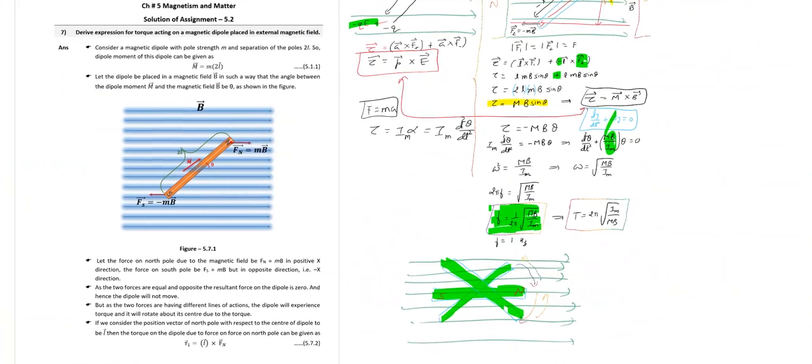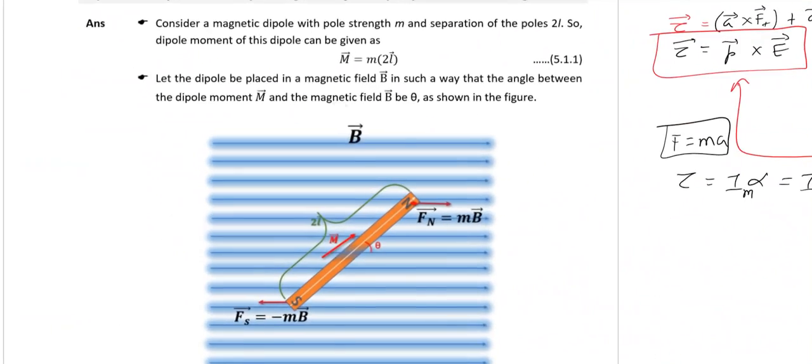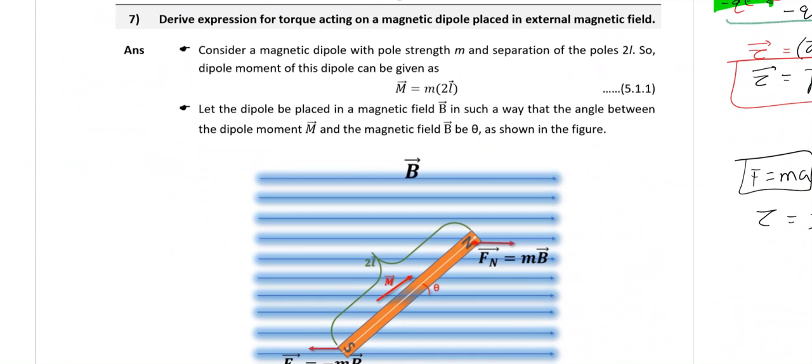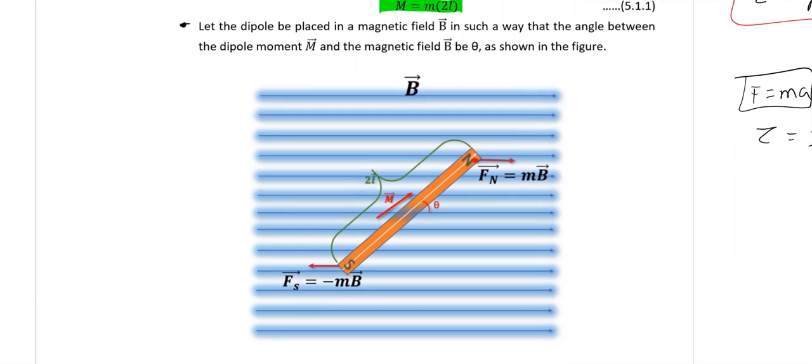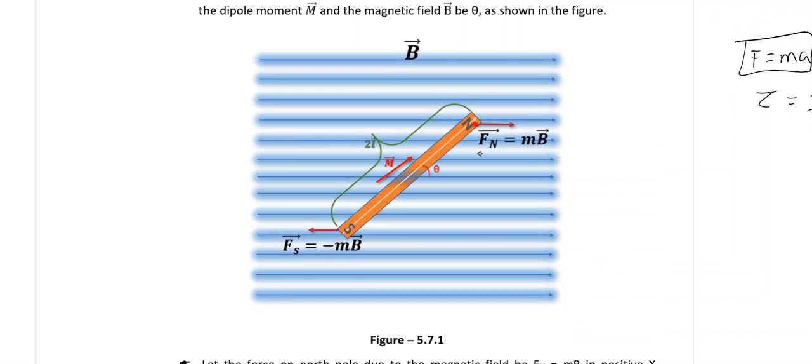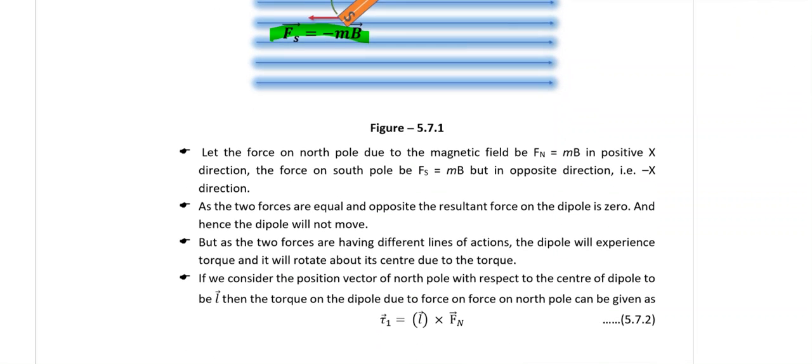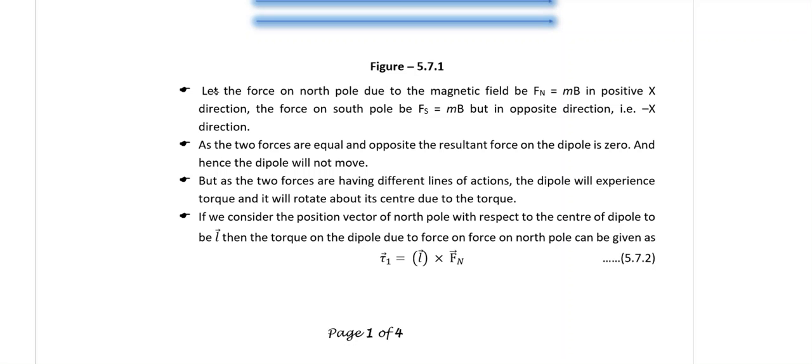Let us have a quick look at the answer. Consider a magnetic dipole with pole strength m and length 2l, so the magnetic dipole moment can be given as this. Earlier also we had seen this situation. The force acting on the north pole and the force acting on the south pole are both equal and opposite. Theta is the angle between the magnetic field and the dipole moment. M is the dipole moment. So the force on the north pole is mb, and the force on the south pole is also mb but in the opposite direction, so there should be a negative sign.